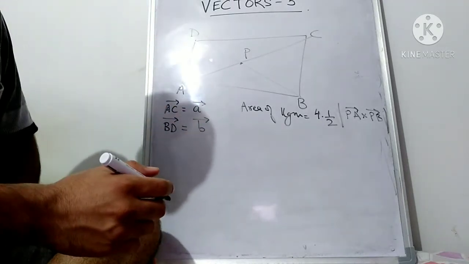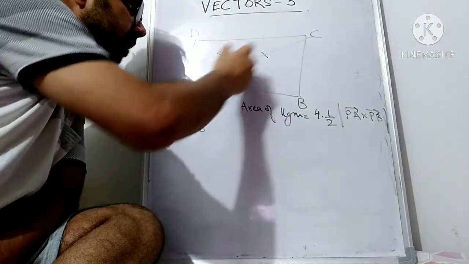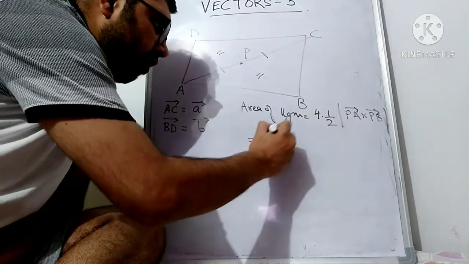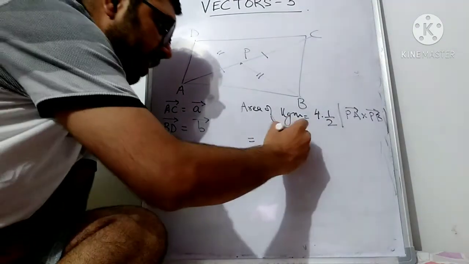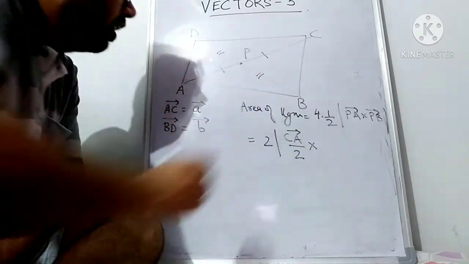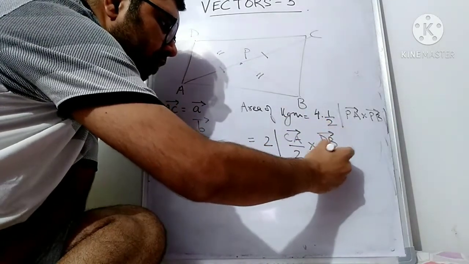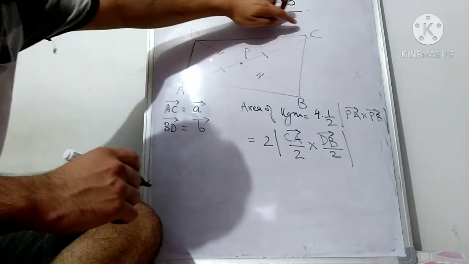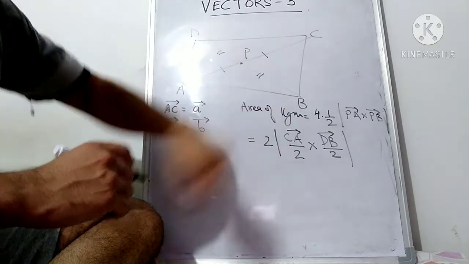Now we know that in a parallelogram diagonals bisect each other. So this part will be equal to this part and this part will be equal to this part. So 4 into half, this becomes 2, and then PA vector we can write as CA vector divided by 2, cross PB vector we can write as DB vector divided by 2, right? Because this is just half of this. Similarly PB vector is also half of this, so I can write it as DB vector divided by 2.